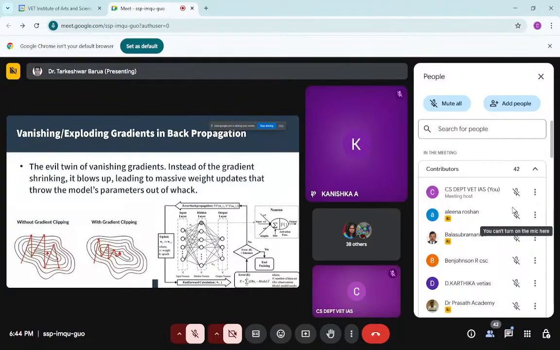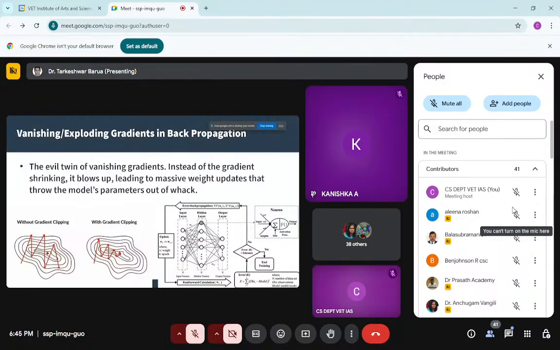Let's proceed to vanishing. This is also a very popular approach to work with gradient: vanishing gradient or exploding gradient. So what happens? You are trying to tune, but sometimes it is over-tuned, and because of that it starts giving false results. This is known as the evil twin of vanishing gradient. Gradient is good, but vanishing gradient sometimes creates problems.